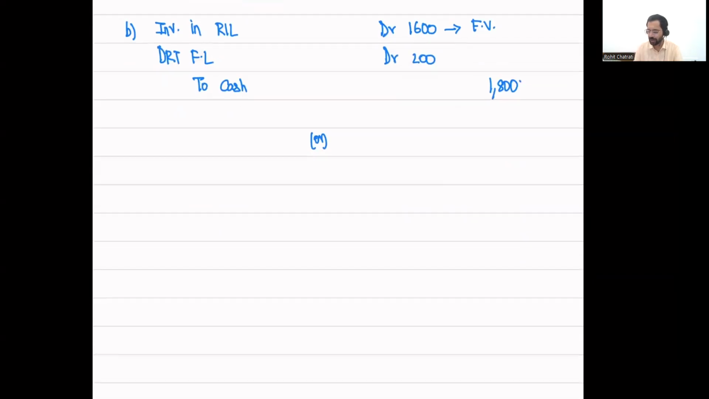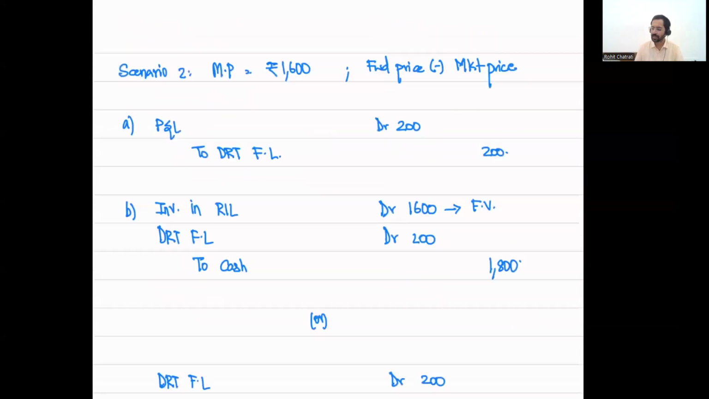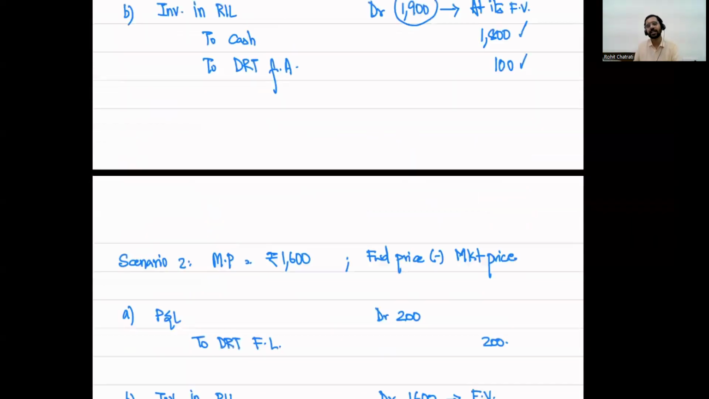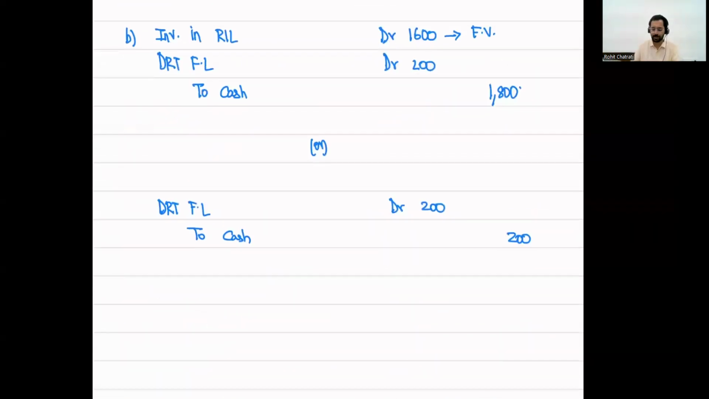All right, where we are doing a direct cash settlement instead of a physical settlement, it will be derivative financial liability debit of 200 to cash of 200. All right, in the previous illustration, it would have been bank account debit to derivative financial asset of 100 rupees. So this is the accounting for a forward contract in case of physical settlement and in case of net cash settlement.